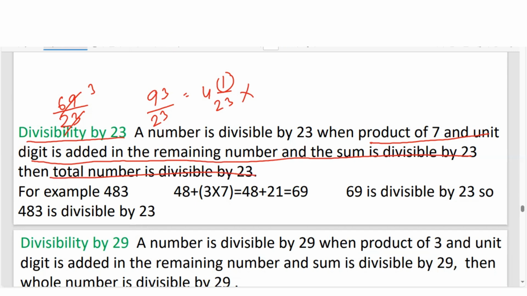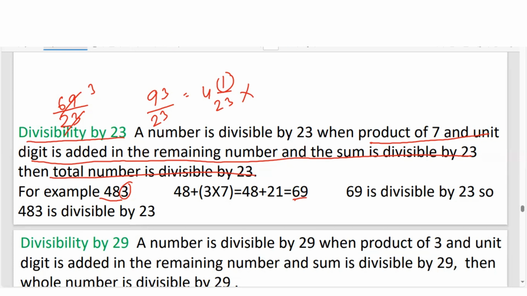That means any number is given, suppose 483. Just focus on the unit digit. The unit digit is 3. Multiply the unit digit by 7. 7 into 3 is 21. Add this product, 21, to the remaining number, that is 48. So 48 plus 21 is 69. Now you check whether that result, 69, is divisible by 23 or not.